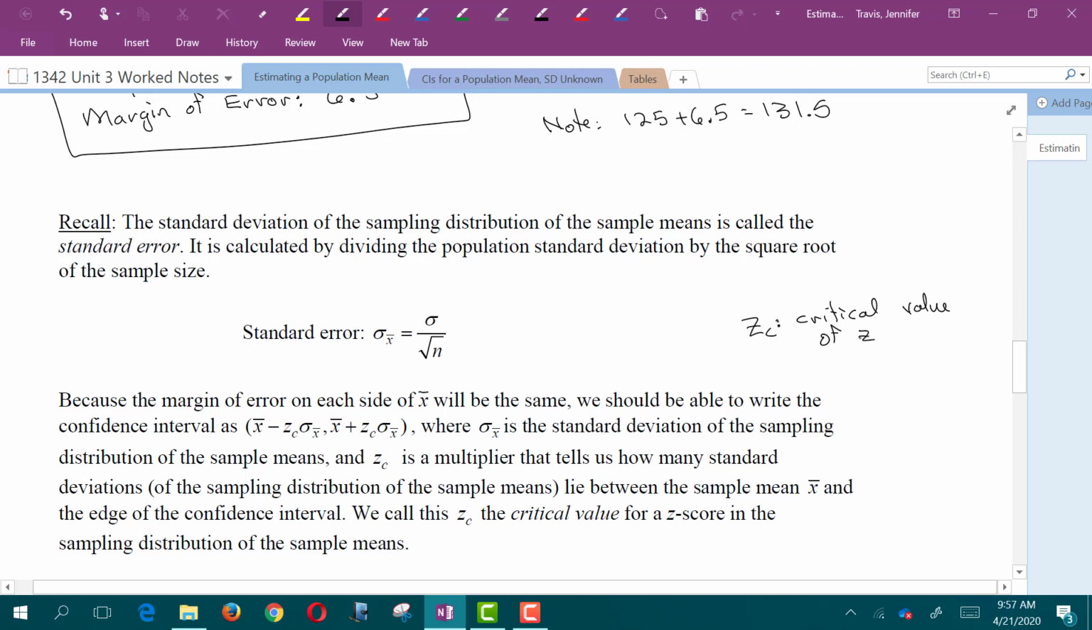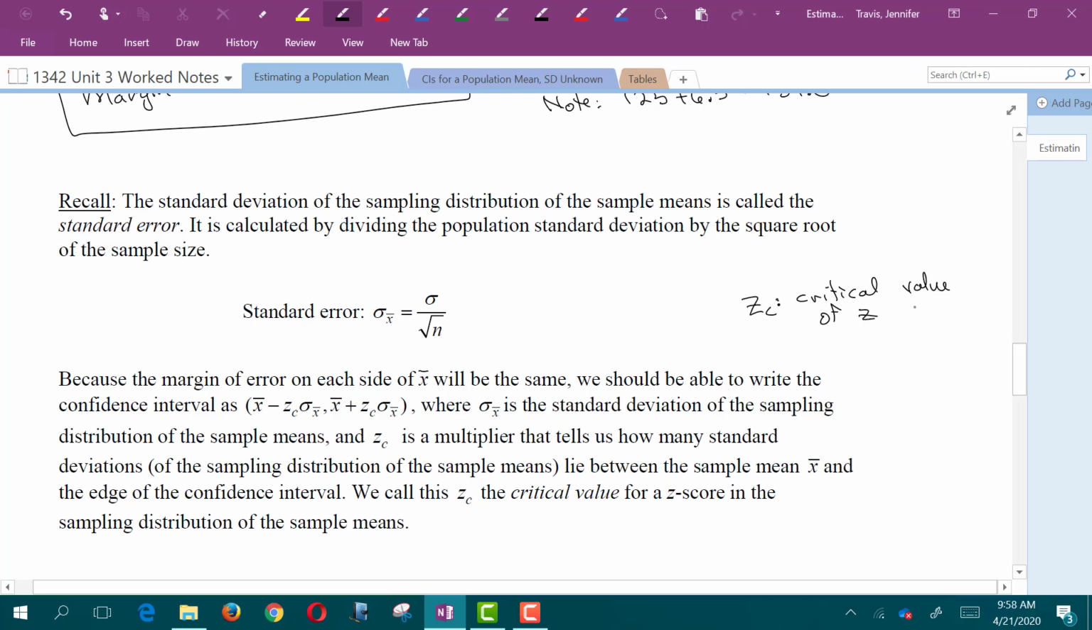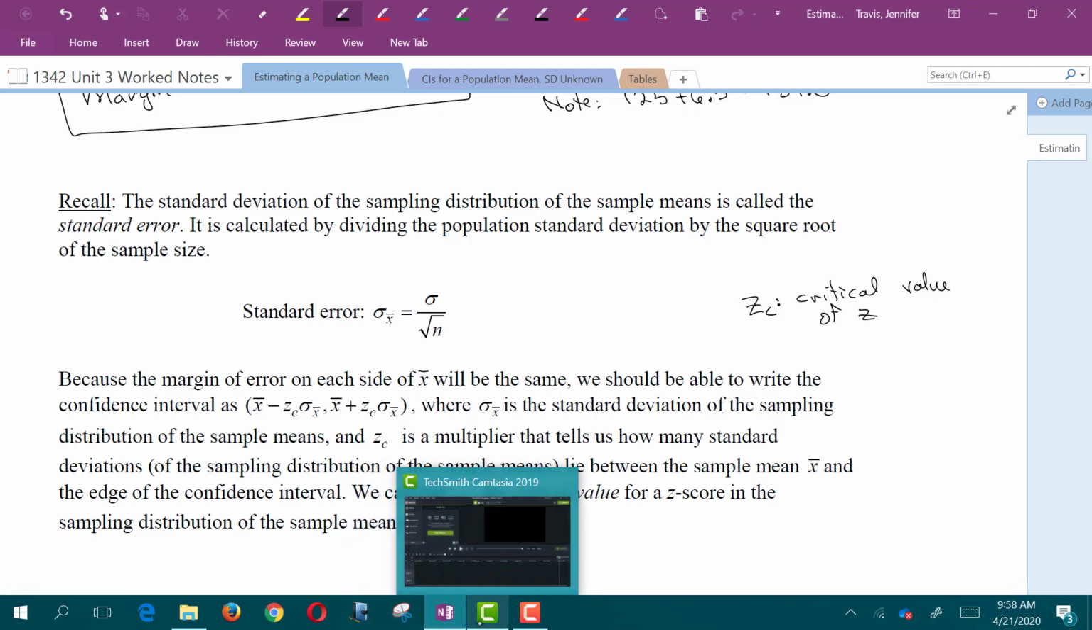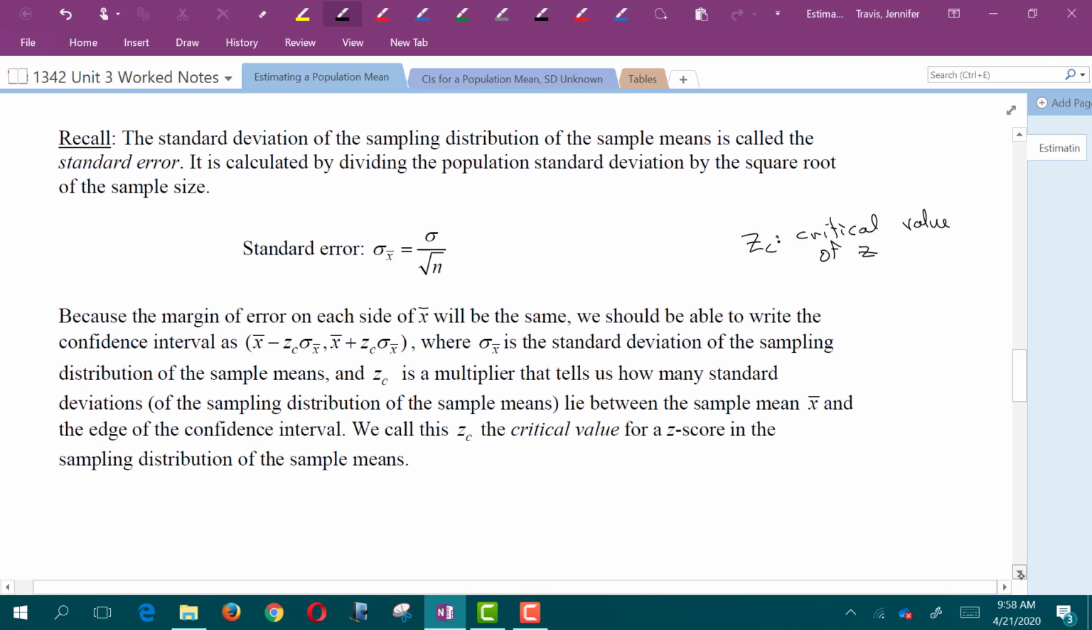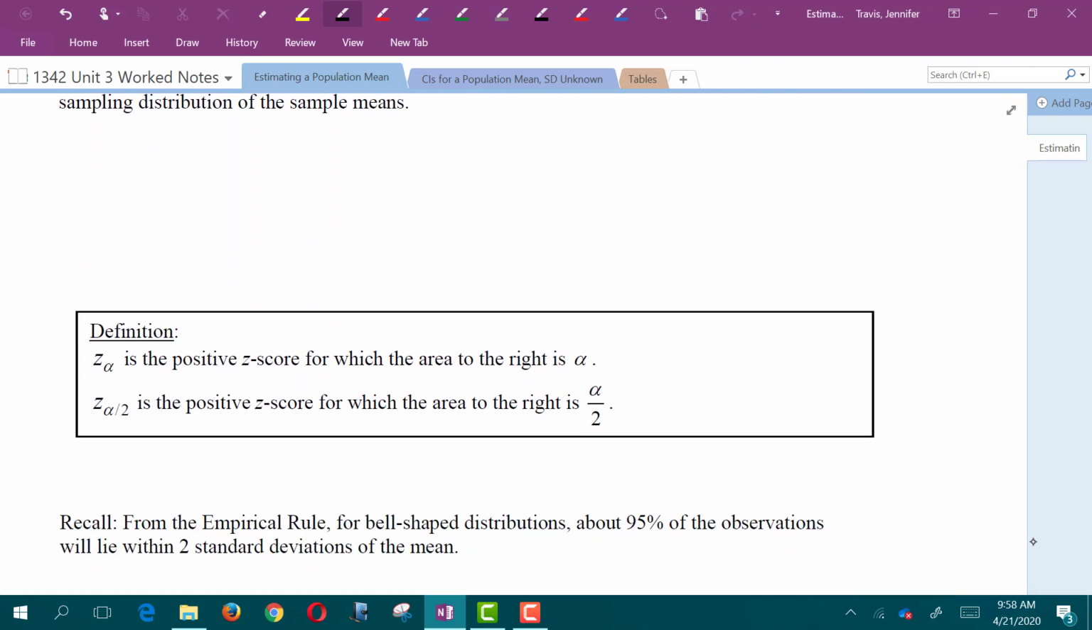Remember, the Z-score is the number of standard deviations away from the mean. And so if we're following a normal distribution, if you remember, we worried about Z-scores, and we figured out the area when we had quantities that were normally distributed. So that Z, that critical value of Z, is a multiplier that tells us how many standard deviations are on each side of that sample mean.